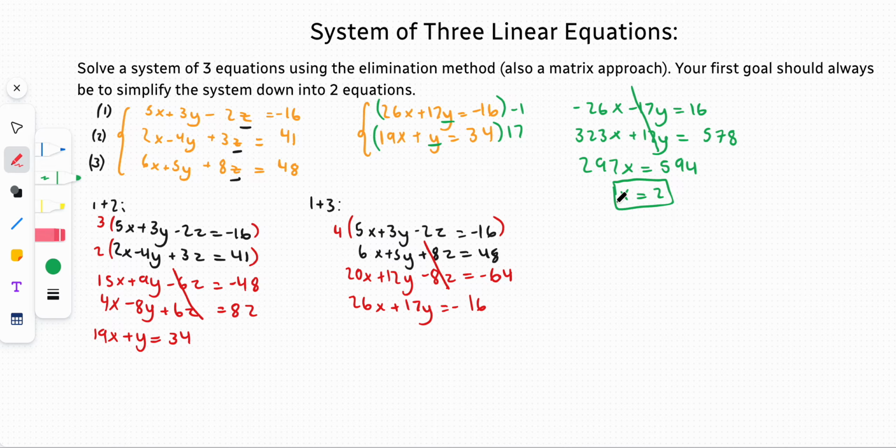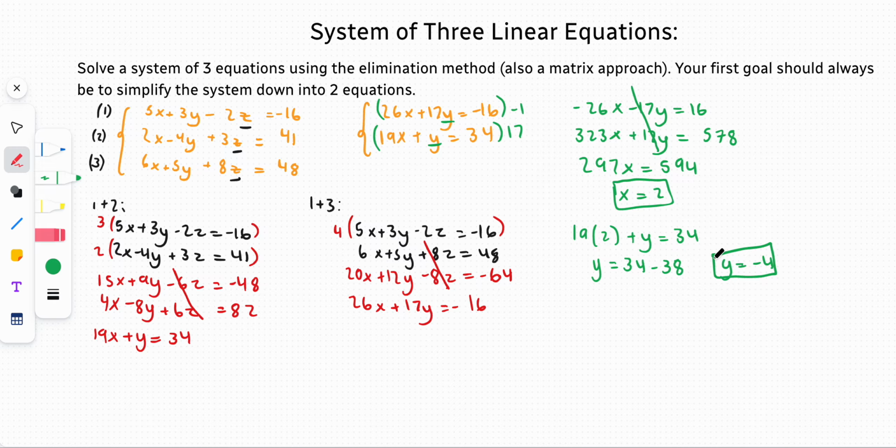Now to find y, all we have to do is plug this x into this equation right here. We can do either this equation or this equation. I'm just choosing the easier one, which has fewer terms, equals 34. And then y is going to equal 34 minus 19 times 2, which is 38. So essentially y is equal to negative 4.